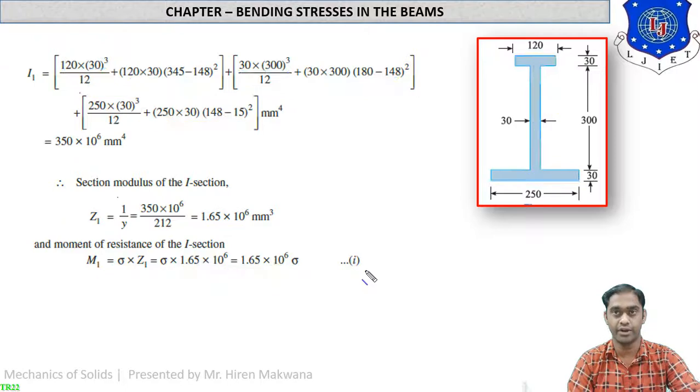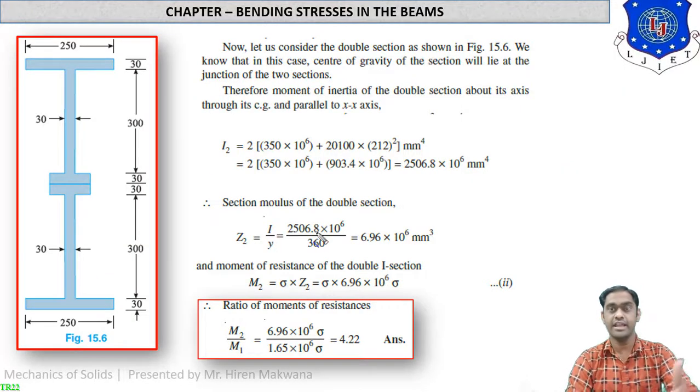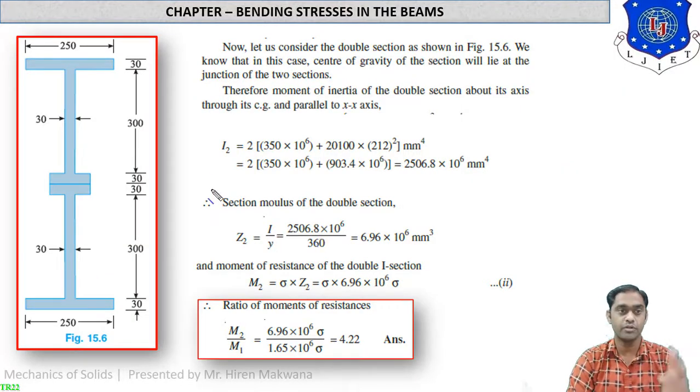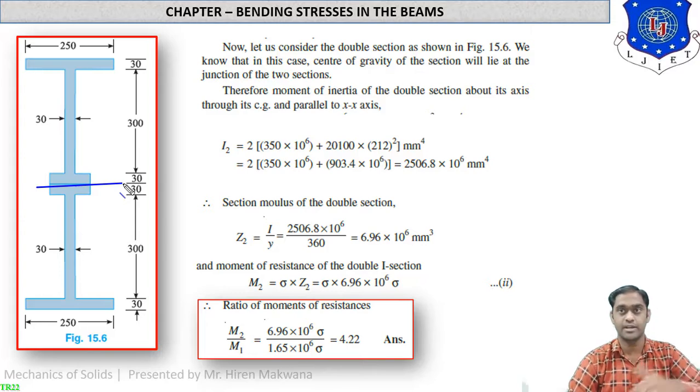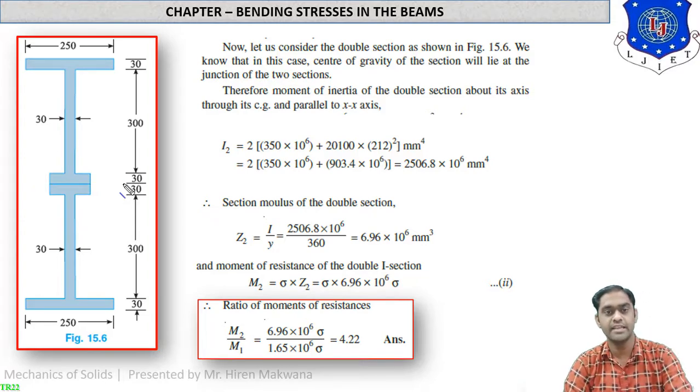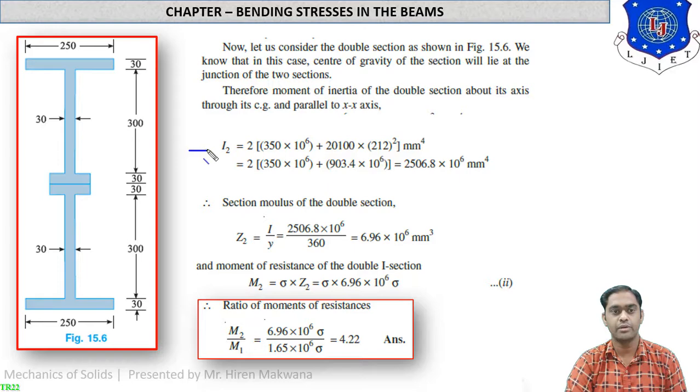But what we want is the welding part, meaning the mirror image of this I section is welded together to form a symmetrical section as shown in the figure. You can see if you draw a certain line over here, the figure is symmetrical about the x-axis from both sides, top and bottom. Now let us see what happens. We have to calculate first of all the moment of inertia I2. Our first moment of inertia is 350 into 10 raised to 6 for the single I section.